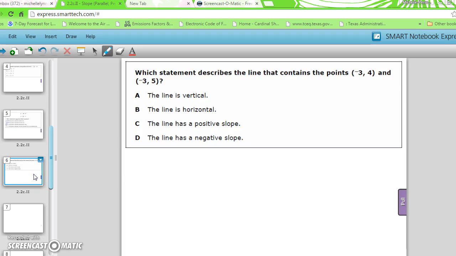Which statement describes the line that contains this point? So this is where you need to use your calculator like we did in the last video, and you're going to take y1 minus y2 over x1 minus x2. So you would do 4 minus 5 over -3 minus -3, okay?